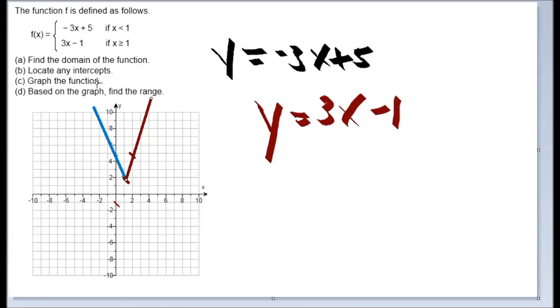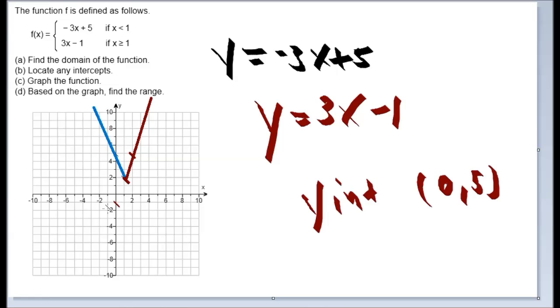And you can see from here that the only intercept is going to be at 5. So the only intercept we have is a y-intercept, and it's at the point (0, 5). Notice this graph never does hit the x-axis.